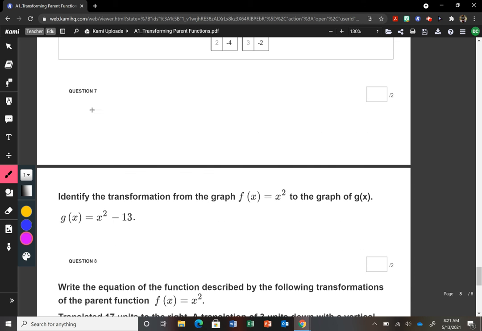Oh, sorry, here it is, number 7. Identify the transformation of the graph to the graph. So we started off, this is our original parent function, and the only thing that is different now is we added this part. So what does this tell us? So when you write your sentence, the negative 13 tells us we move, and which way is it going to move? So put in your answer.